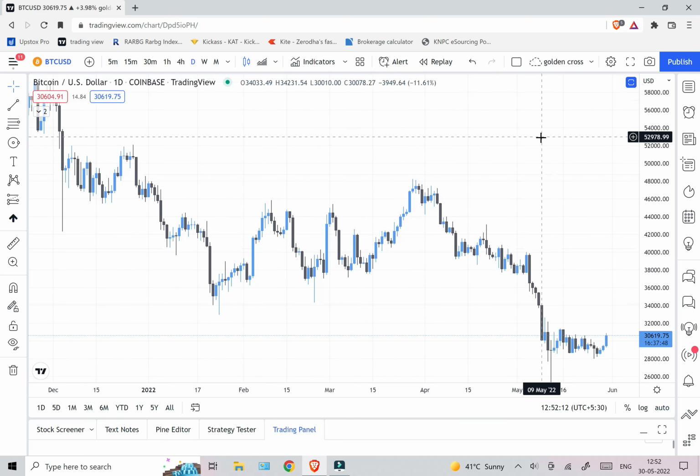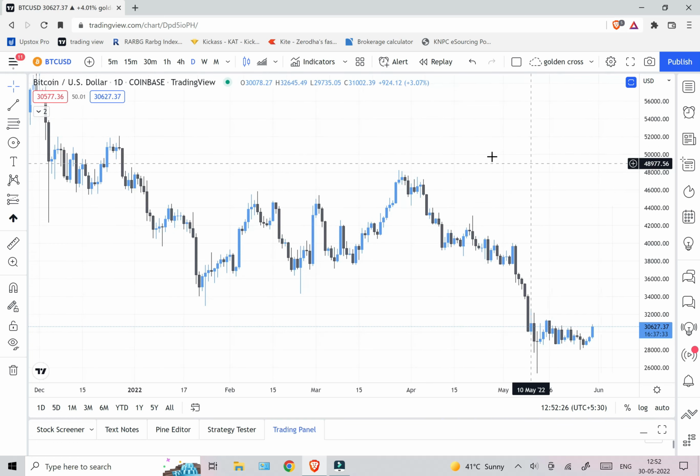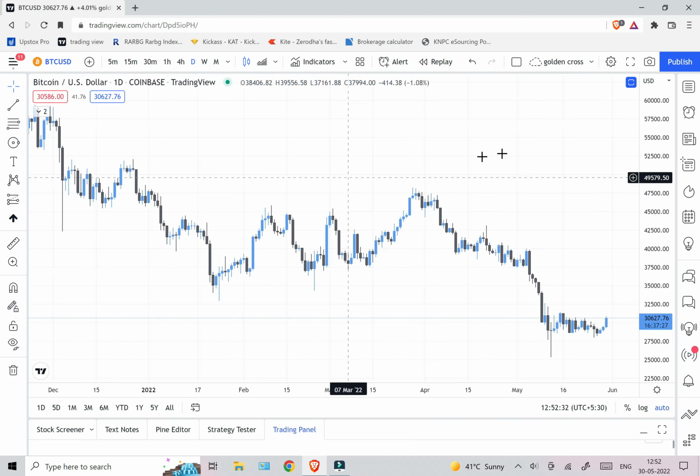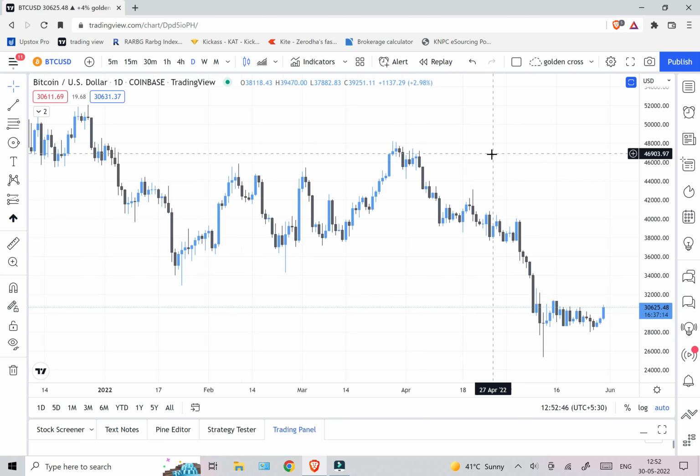Okay, just for my preferences I used my candlestick colors in blue and gray. You can use red and green, however you like. Okay, now this is a chart of Bitcoin in front of me right now. Okay, come to daily time frame. This is just for a reference I'm using. You can use any time frame.